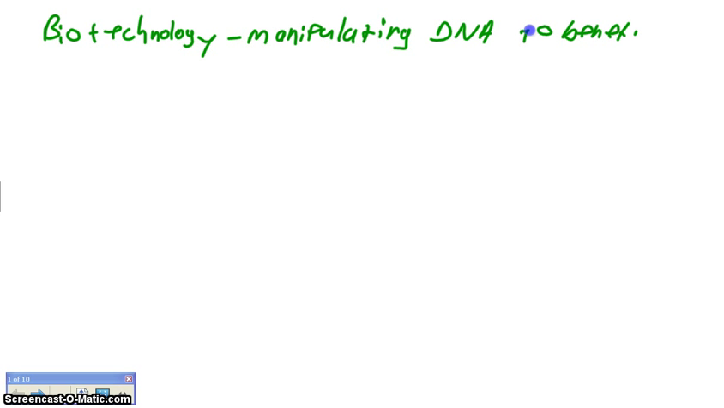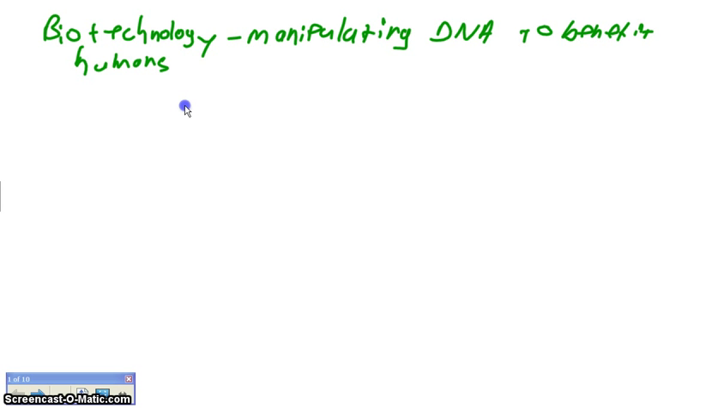So anyways, let's go ahead and write this down. Biotechnology is manipulating DNA. So changing it, combining it, cutting it, whatever we want to do to it, we can do to it. Manipulating DNA to benefit humans. That's a humans, not a Newmans.